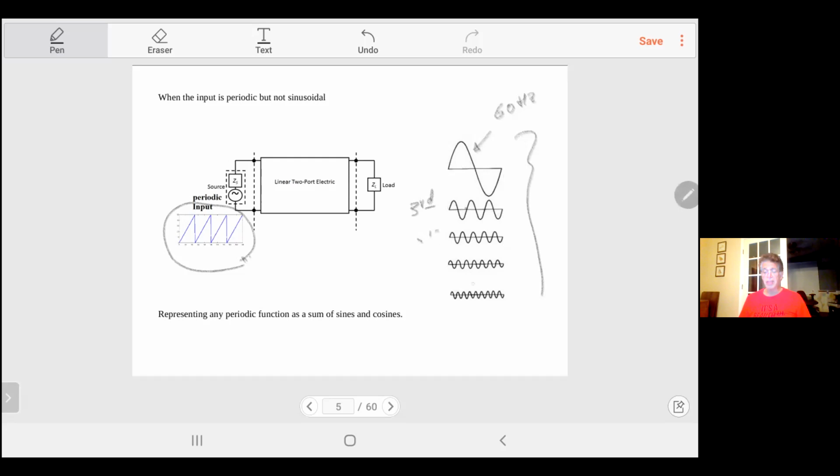When you add these components, it will give you this one. Now you may ask, so what, when you decompose this input source, which is not sinusoidal, into a series of sinusoids? Well, it's good. Remember, we assume that this network or electric circuit is linear. So you take this as an input and you find the output. You take the second one as input and you find the output. The third, the fourth, and so on.